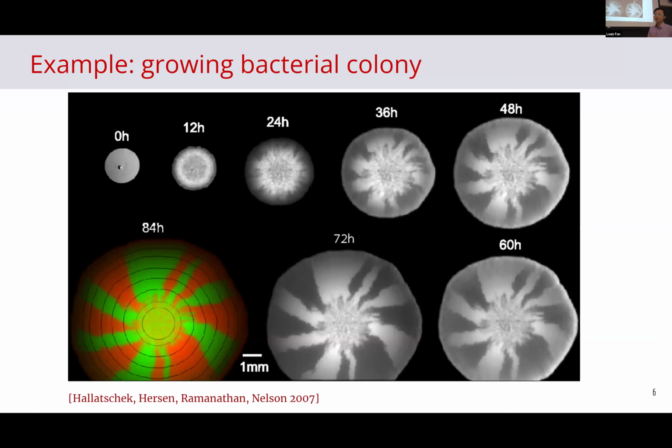The second spatial temporal data is this growing bacterial colony. This is a remarkable experiment by Hallatschek, Nelson, Hersen, Ramanathan on E. coli cells. So this is an agar dish now, full of nutrition. And 2 strains of these E. coli cells grow on this agar dish. And even though initially it's well mixed, over time we see different spatial patterns.